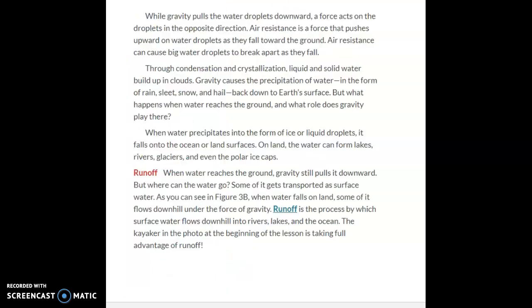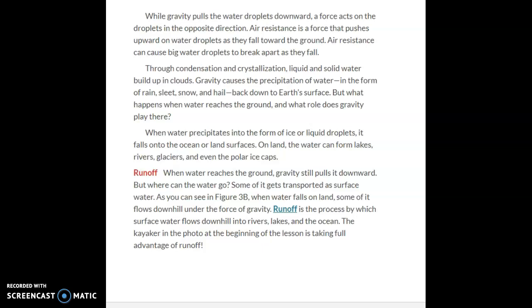So let's talk about these forces a little bit more. We're starting up here at the top. While gravity pulls the water droplets downward, a force acts on the droplets in the opposite direction. Air resistance is a force that pushes upward on the water droplets as they fall toward the ground. Air resistance can cause big water droplets to break apart as they fall, and that's like we saw in that figure 3a above.